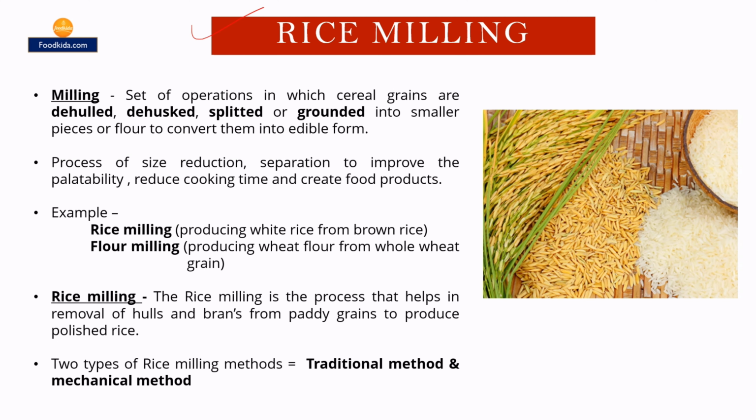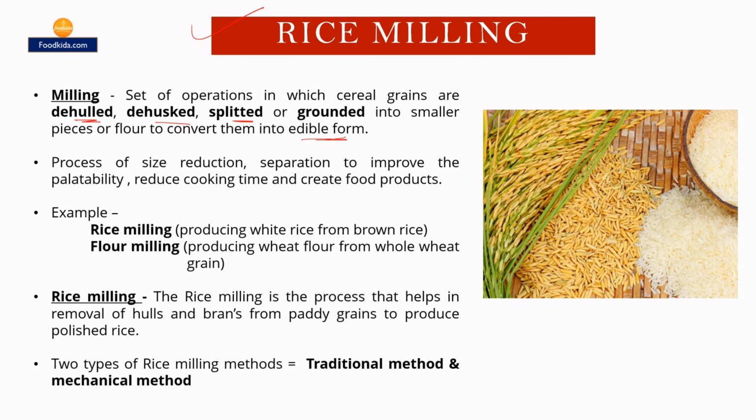Rice milling. In my previous video lecture on wheat milling, I told you what milling is and the different types of milling. Here we will also first understand what milling is. Milling is a set of operations in which cereal grains are dehulled to remove bran, dehusked to remove the husk layer, split in the case of pulses, and ground to produce flour, to convert them into an edible form.